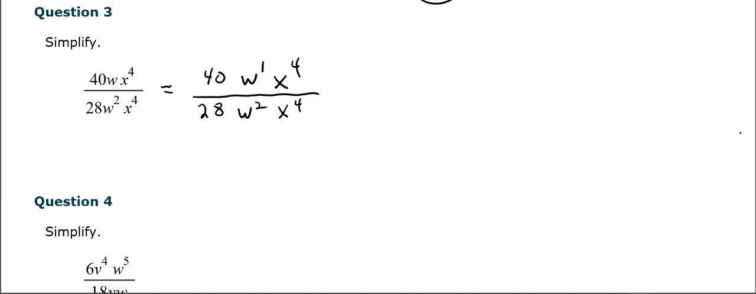So we're going to reduce. We're going to start by looking at our coefficients 40 and 28 and dividing out the greatest common factor. So the greatest common factor of 40 and 28 is 4. So we're dividing each one of these by 4. So 40 divided by 4 is 10, and 28 divided by 4 is 7.